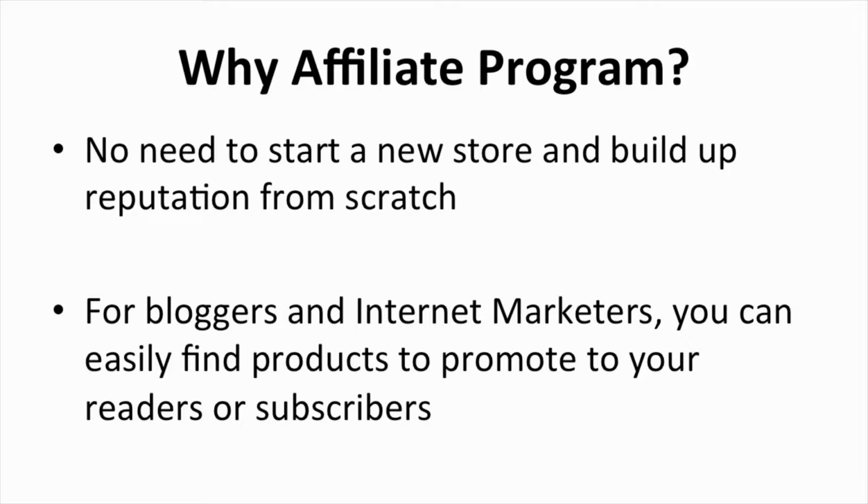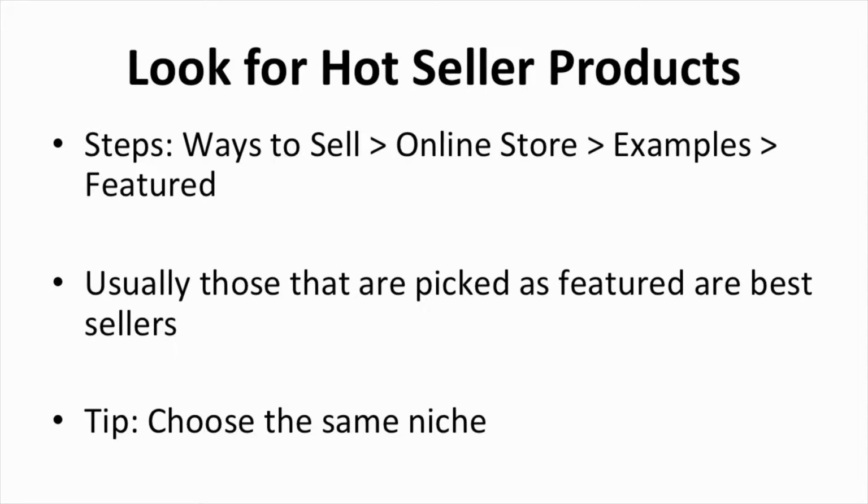Apart from that, for the bloggers and internet marketers that are already in the business, you can easily find products to promote to your own readers or subscribers. This is a wonderful method of creating another stream of income by just sending new offers to the same group of people. After you join the affiliate program, what you need to do is look for some hot seller products on Shopify. If you are new to Shopify, you may be wondering where to look for the hot seller products.